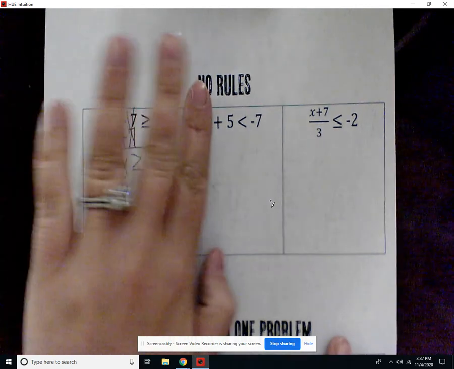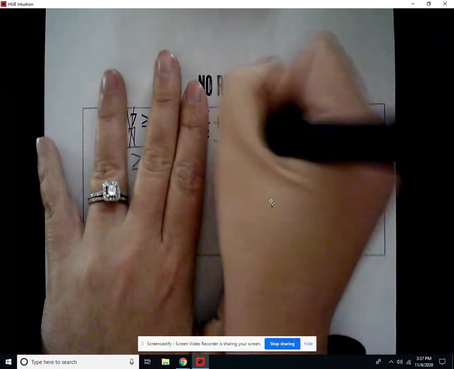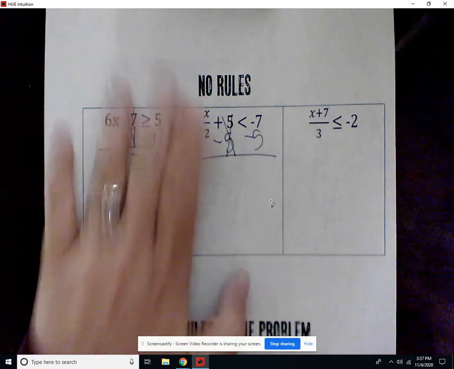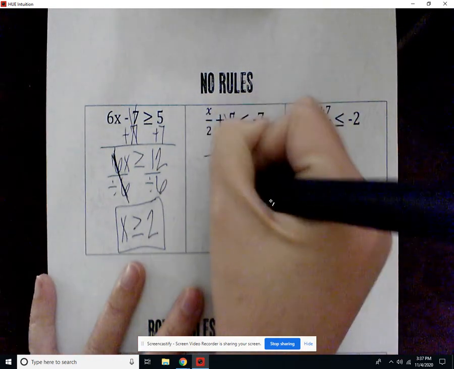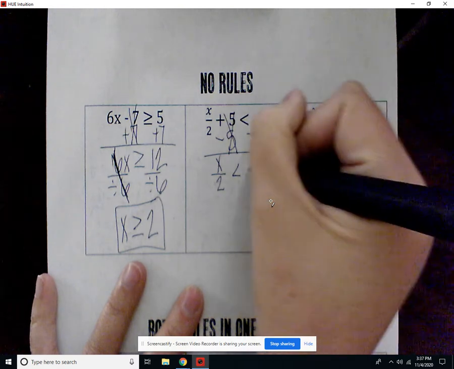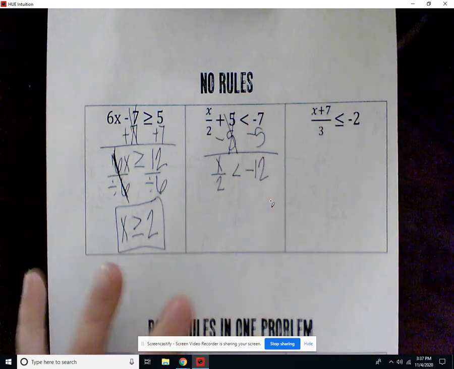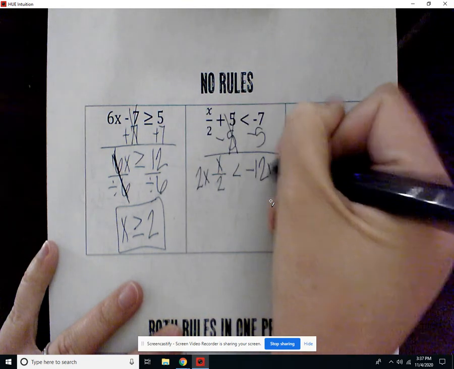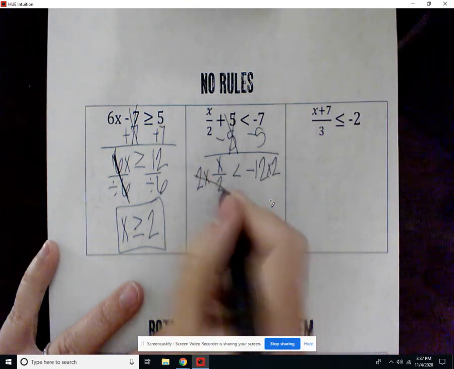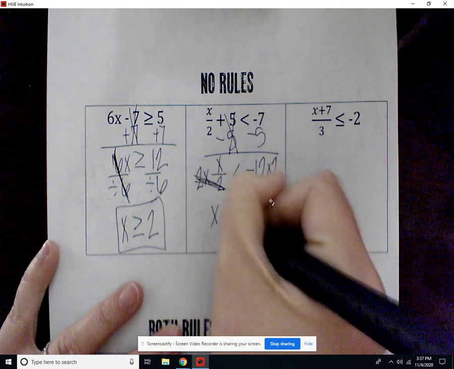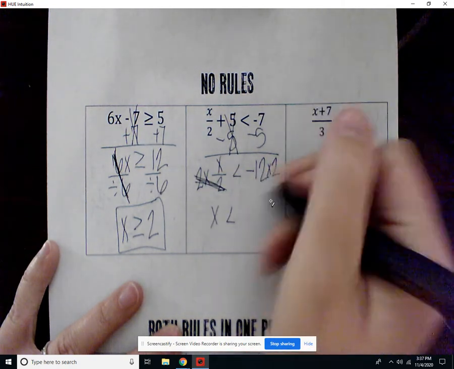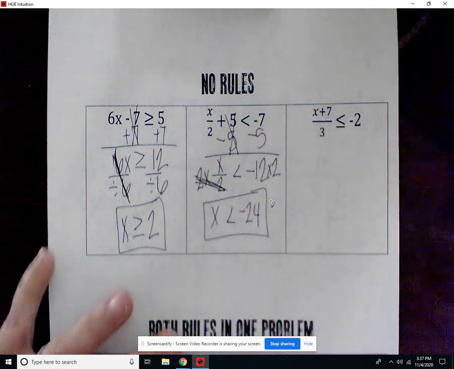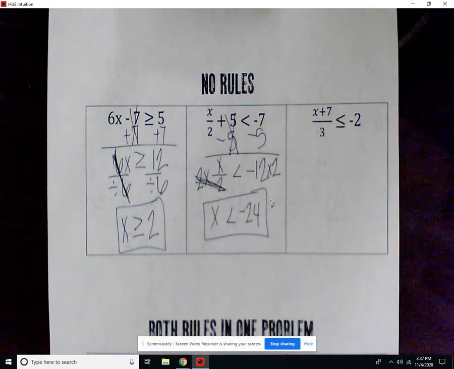So our next one, we have x over 2 plus 5, cover up our x. Opposite of plus 5 is minus 5. 5s are going to cancel. Bring down x over 2, our arrow. Negative 5 minus 7 is negative 12. x over 2, to get rid of the fraction we multiply by 2. 2s are going to cancel. We're left with x, our arrow. Negative 12 times 2 is negative 24. So x is less than negative 24.